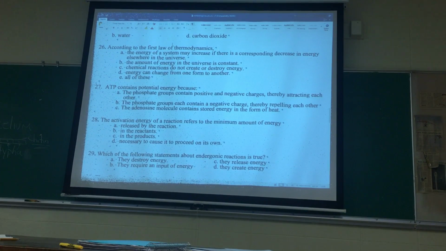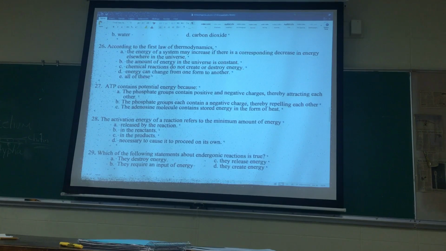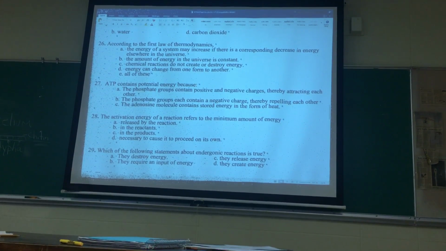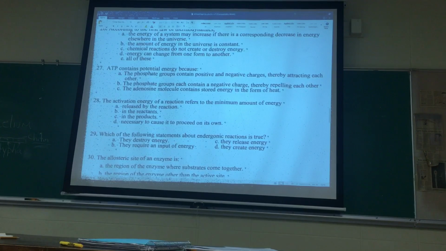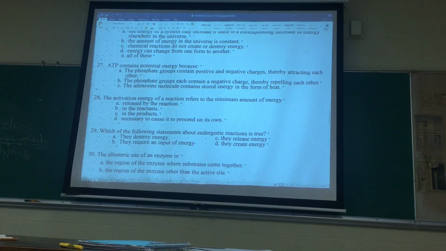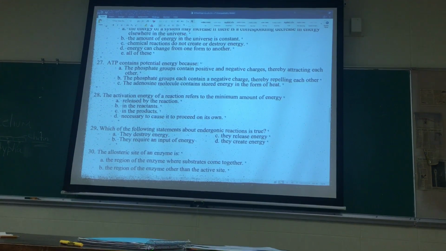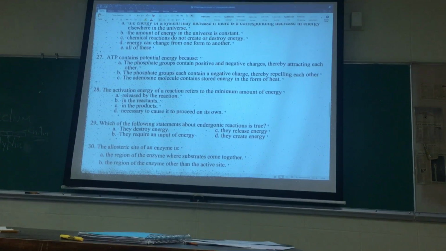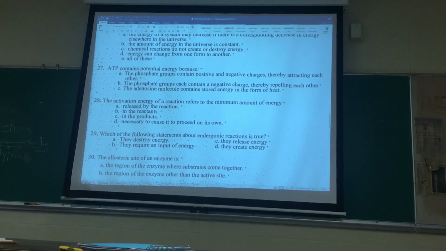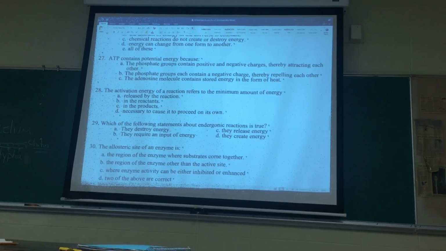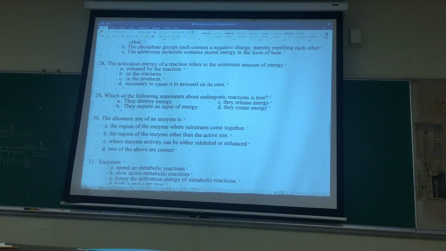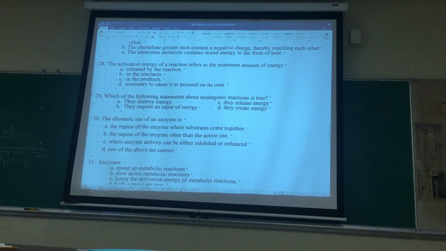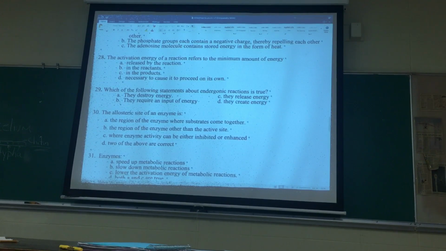All of these describe laws of thermodynamics. ATP contains potential energy because the phosphate groups have a negative charge, and they repel each other. The activation energy of a reaction is the minimal amount of energy for it to proceed on its own. Endergonic reactions require an input of energy.